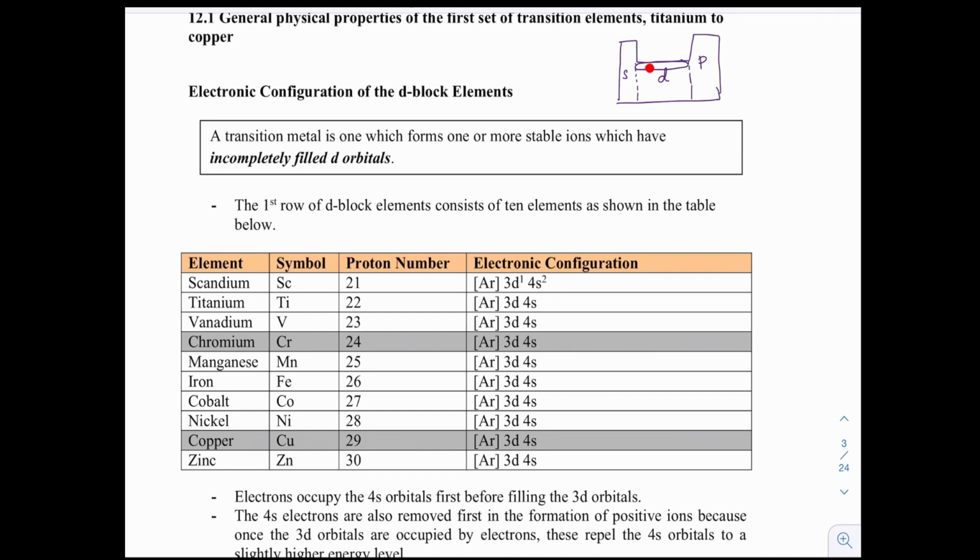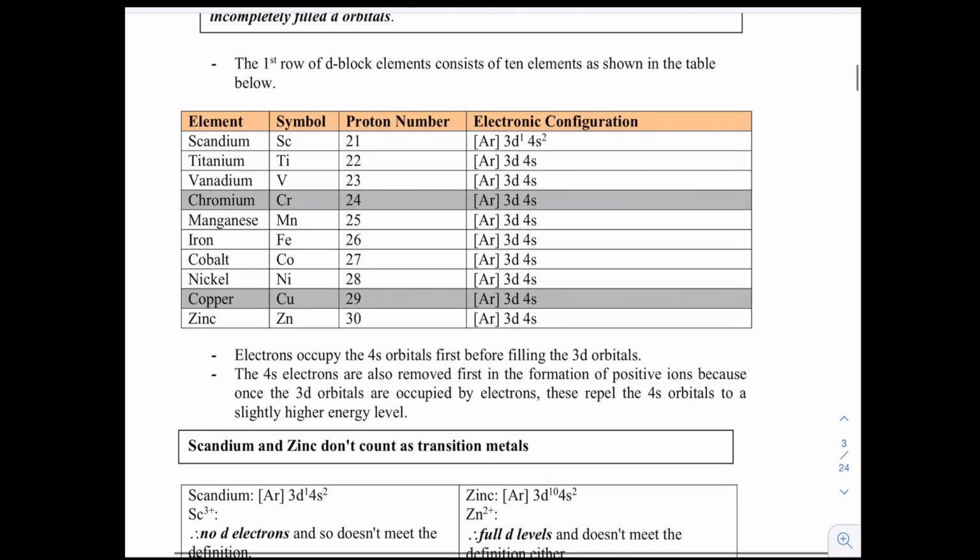Right, the first row of D block elements consists of 10 elements, which is shown in the table over here. Okay, it is scandium, which is the first one. The scandium is here and all the way to zinc. There are 10 elements here. All right, now, in order to know how to fill the electronic configurations of all these D block elements, we will need to understand the rules of filling. Right, let's revise on the rules of filling electrons.